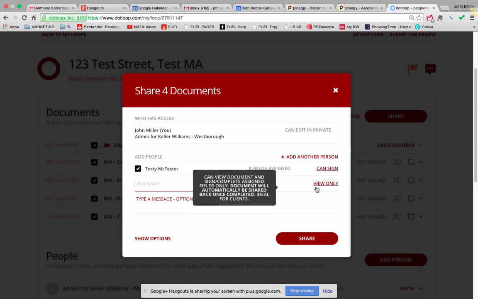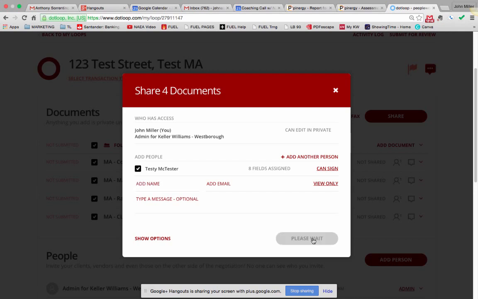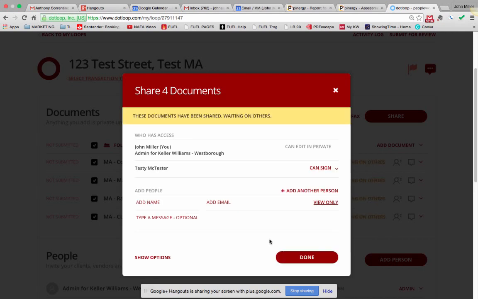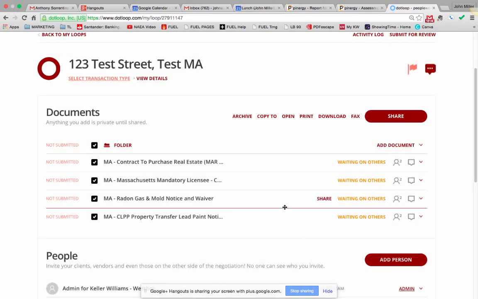Or if they're fine just the way they are, they can sign them, and then I can send it to multiple people. I can send it to the listing agent, the seller, the buyer. I can send it to everyone at the same time, or I can wait for the buyer to sign it first and then send it to the sellers. So, and then I just click share and done, and all of these documents just went to the buyer for their electronic signature.